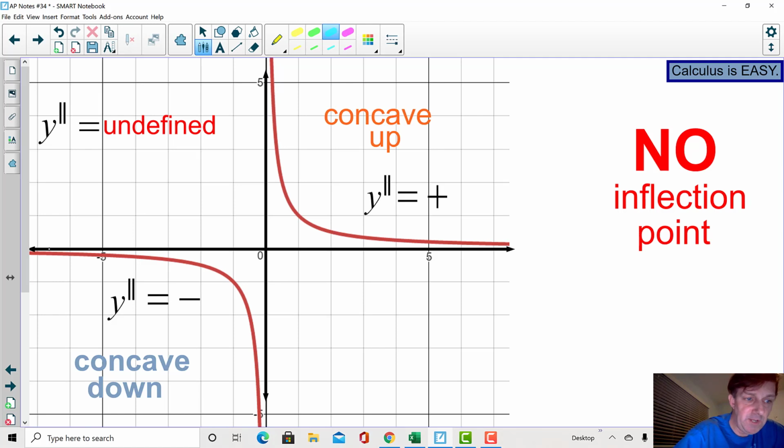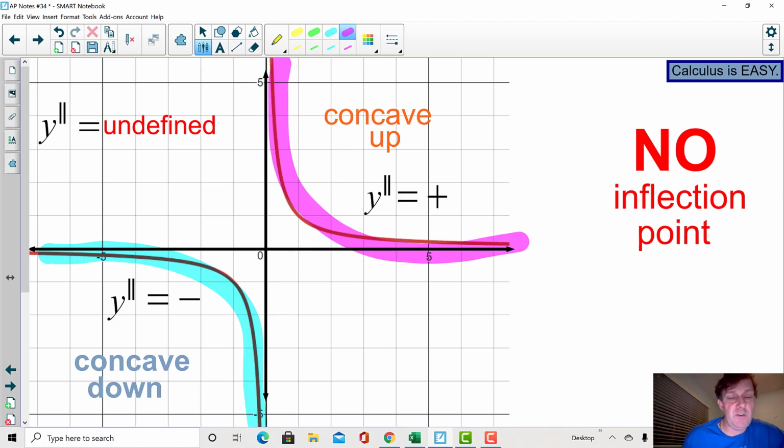For this example, we do change from concave down to concave up. That happens at x equals 0. However, we don't even have a point at x equals 0. So we definitely don't have a tangent slope at x equals 0. So we do not have an inflection point at x equals 0. Remember, your graph needs to have a tangent slope at that spot in order to call it an inflection point. And you need to change from concave down to concave up, or from concave up to concave down.